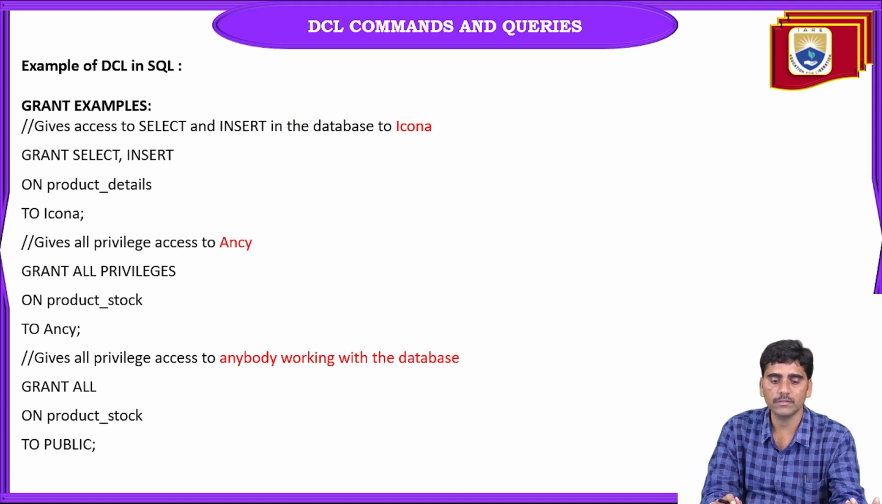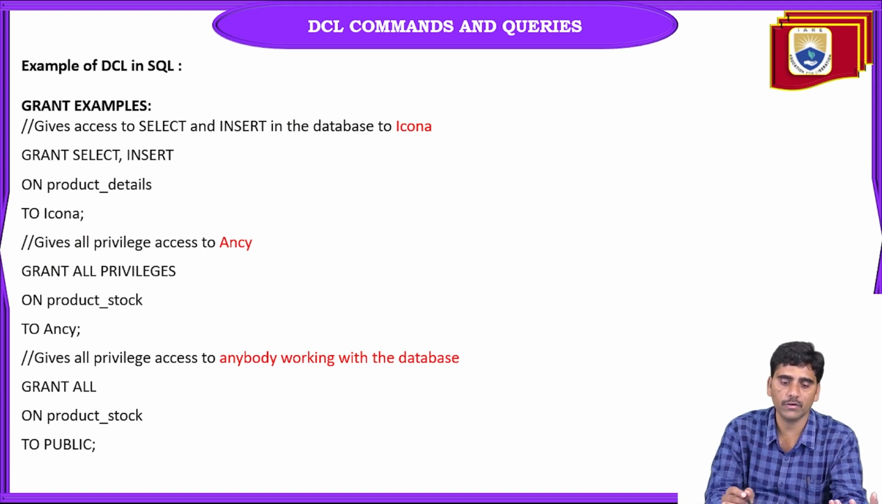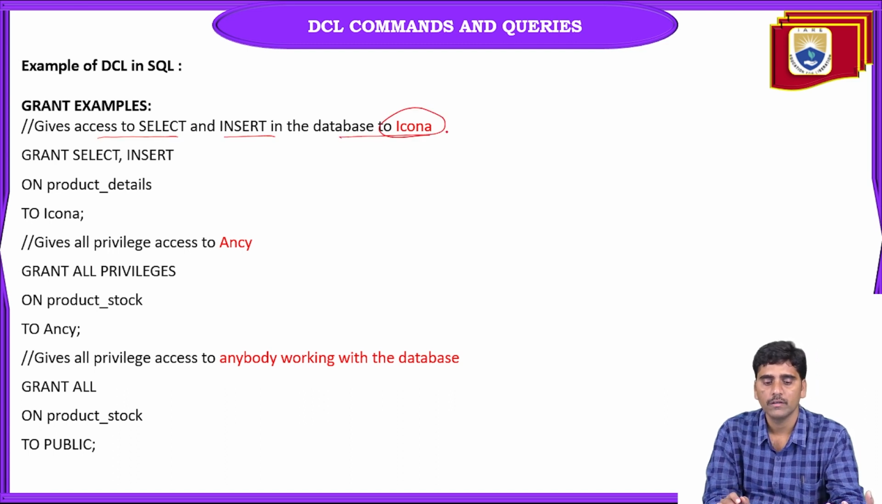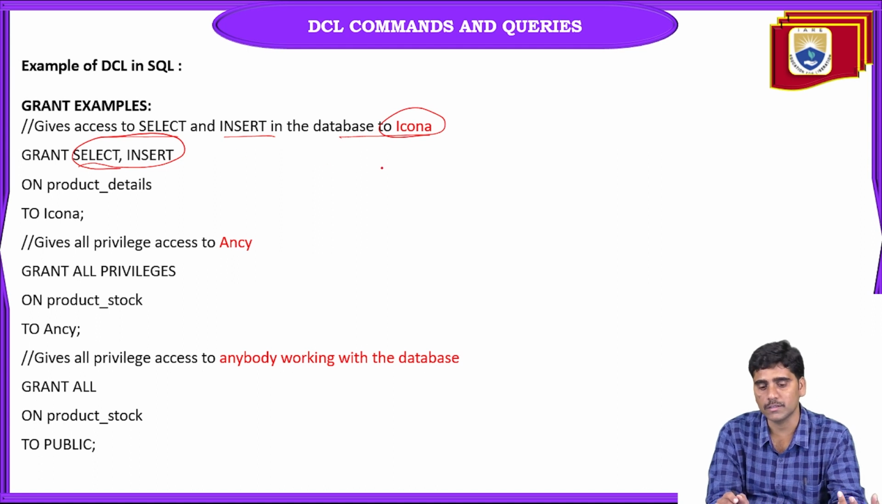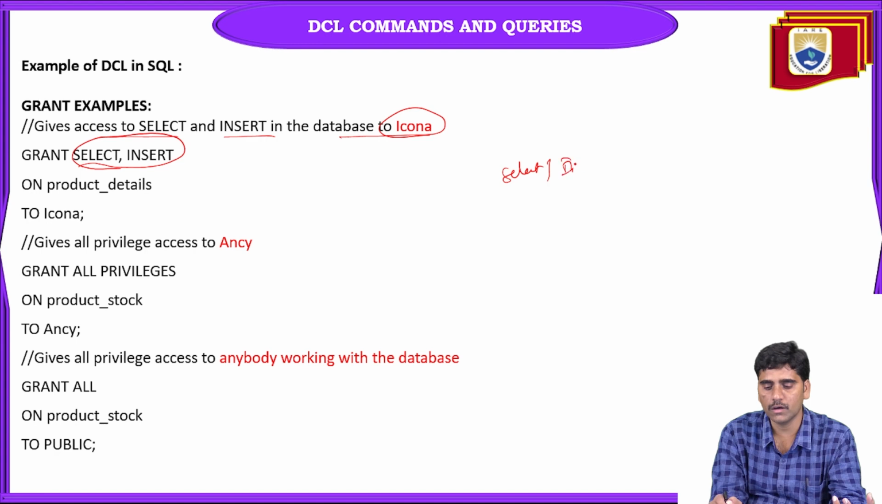And here are examples. Give access to select and insert in the database to Icona. So give access to select and insert operations. We are going to take select and insert as the privileges. Select and insert are the two privileges.